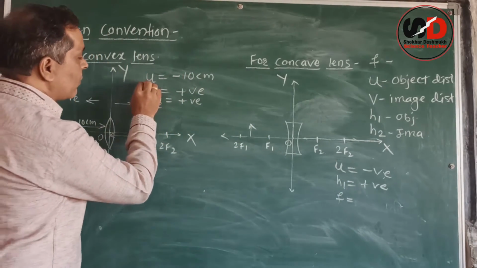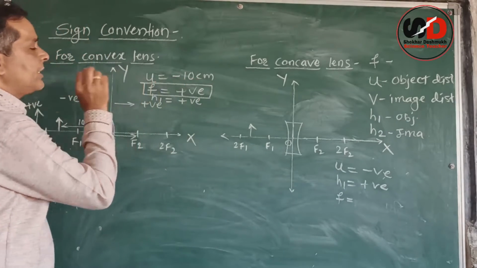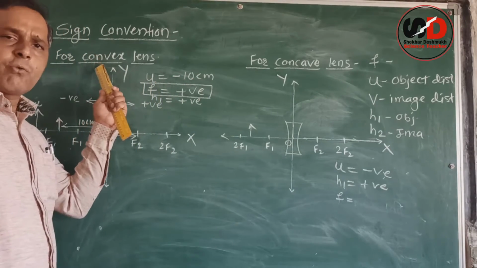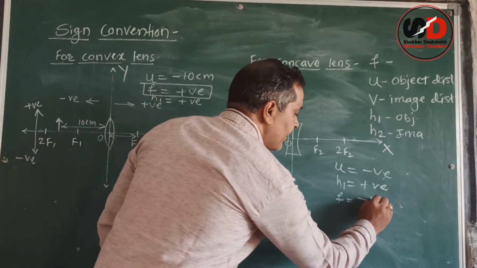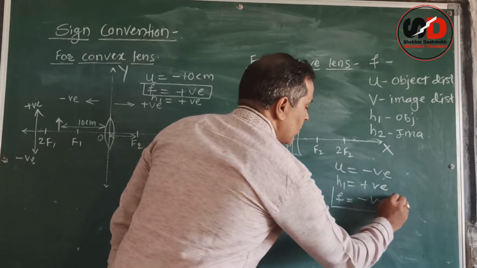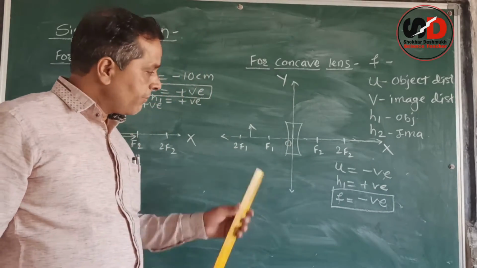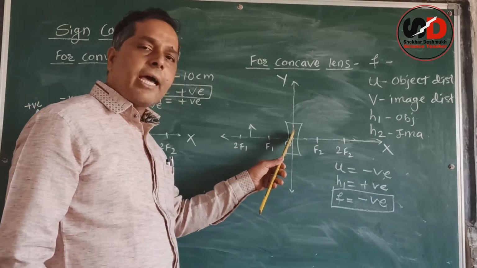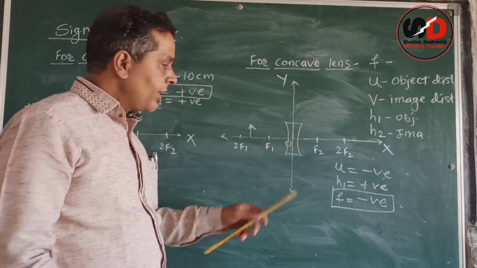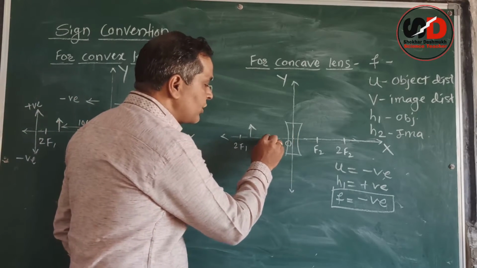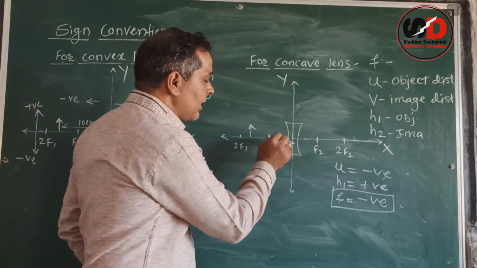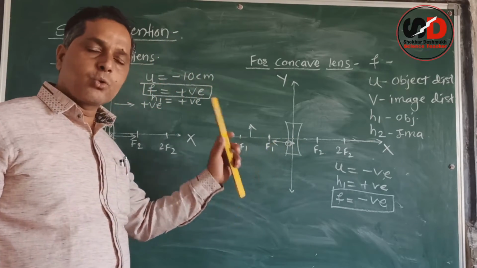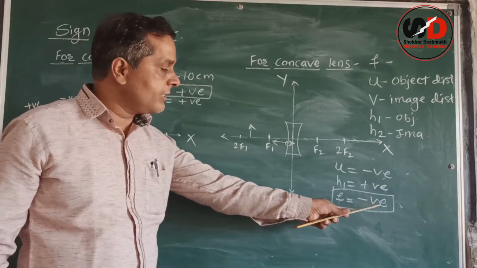Here we take the focal length as positive, always positive for a convex lens, and here the focal length is always negative because this is a diverging lens. Its focus is virtual. Here the focus is there. So the distance to the left is always negative. So the focal length of a lens is negative.